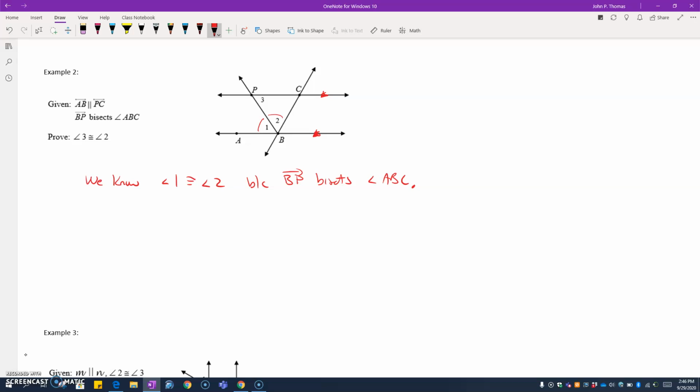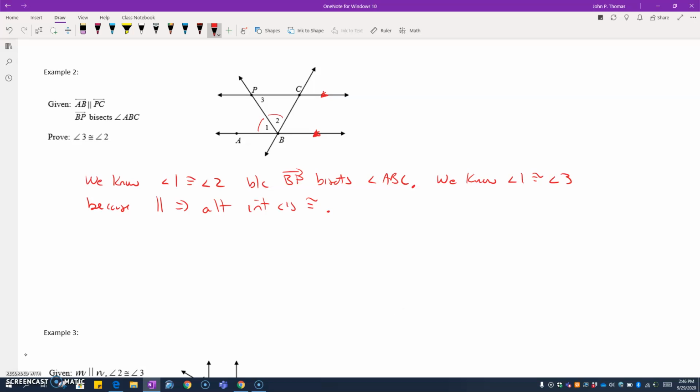All right, we also know angle 1 is congruent to angle 3 because parallel lines implies alternate interior angles are congruent. So we have angle 1 is congruent to angle 2, and angle 1 is congruent to angle 3.